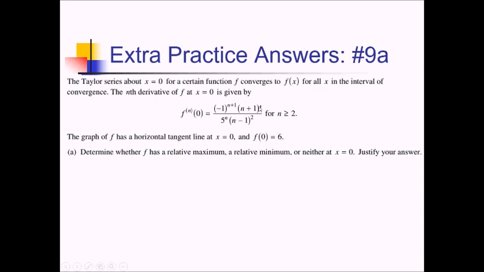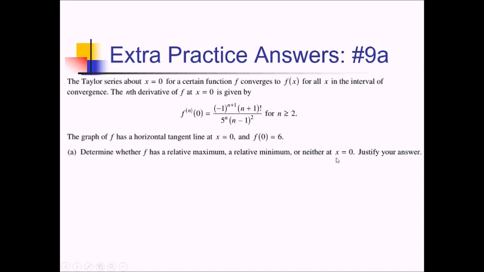If you try plugging in 1, you get a 0 in the denominator, and if you try plugging in 0, well, I'm sure nothing good happens there either. They do also tell us that the graph of f has a horizontal tangent line at x equals 0 and f of 0 is 6. So our first task: figure out if we have a relative max, min, or neither at x equals 0.